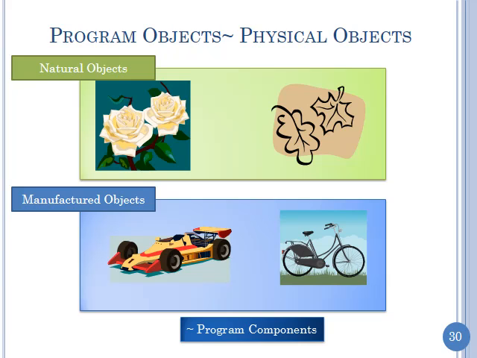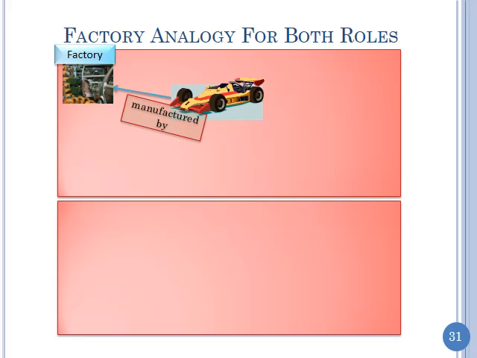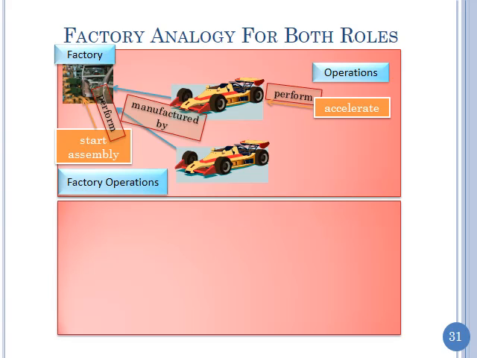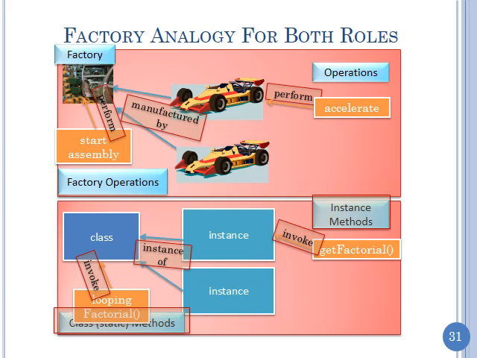Okay? Manufactured by is like an instance operation. You can have multiple cars manufactured by a factory. You can instantiate a class multiple times. You can accelerate, and you can start assembly and find the number of cars made. You can have state like that. Class, instance of, get factorials, and you can also have a looping factorial method in a class, which is a static method. Okay?